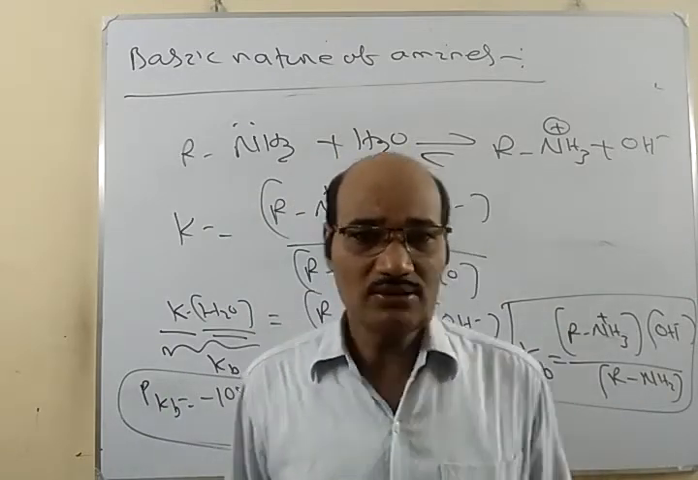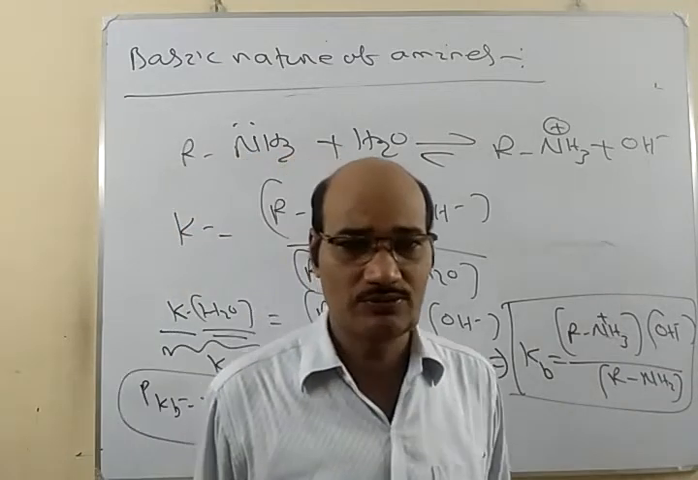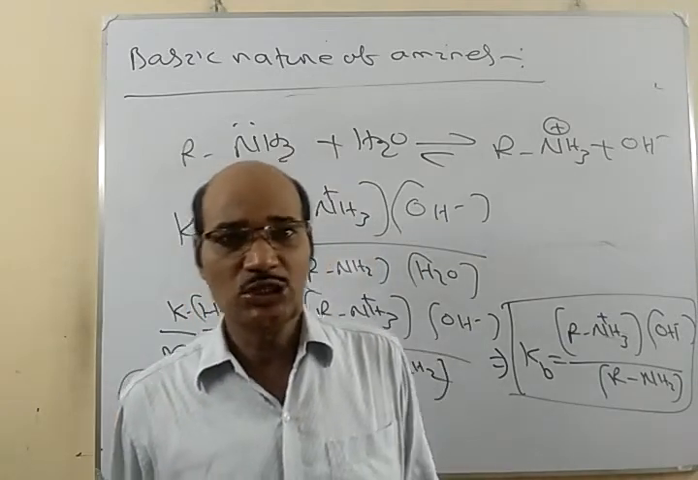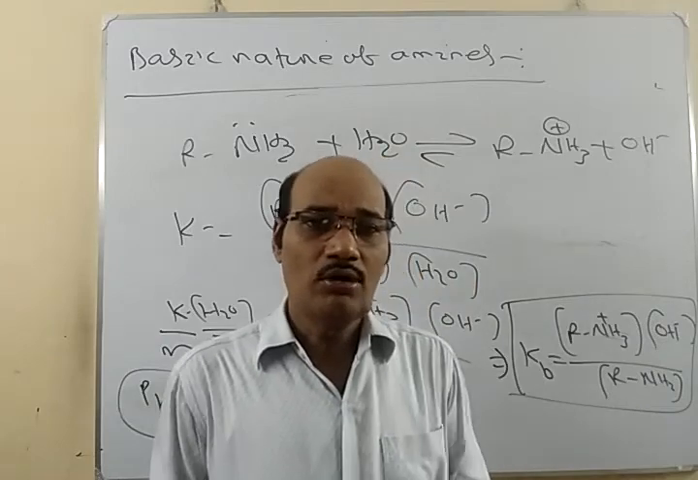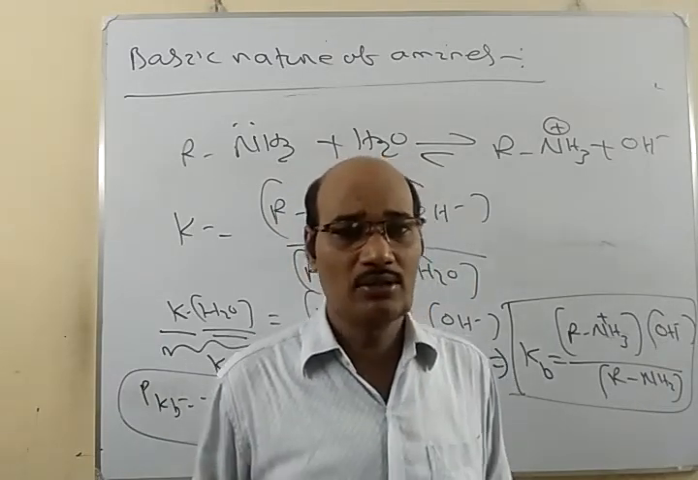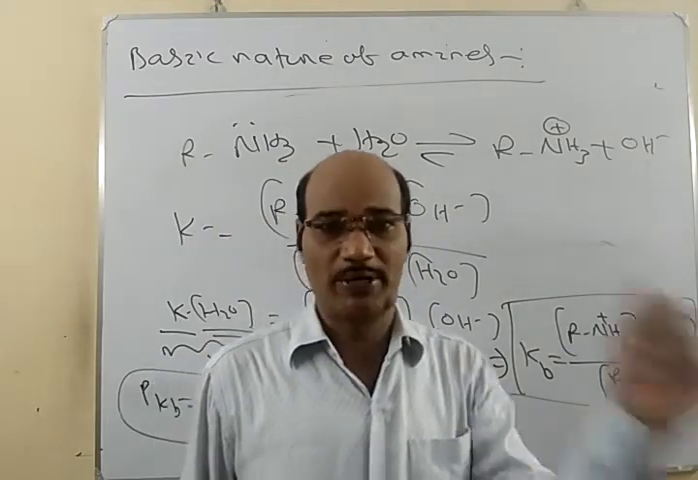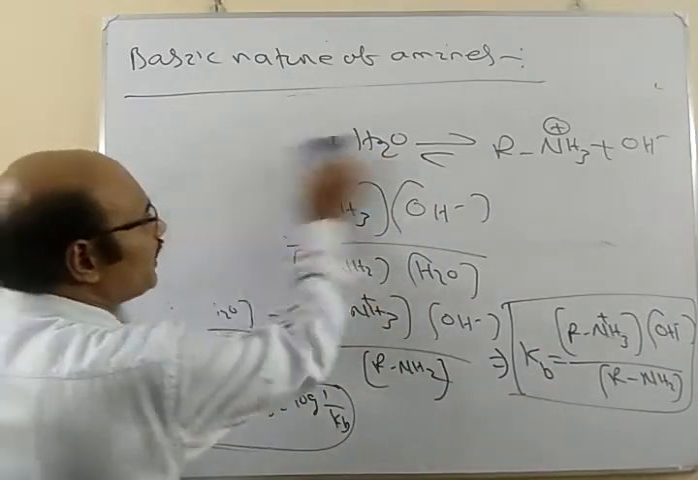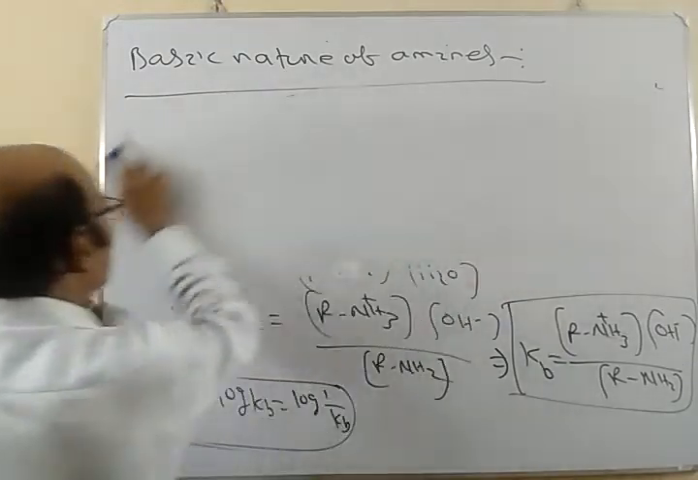So by determining the value of this Kb of different kinds of amines, different kinds of primary amines, secondary amines, tertiary amines, methylamine, ethylamine, okay, ammonia, and comparing the value of Kb of different species, the basic strength can be compared. Okay. So in this manner, by comparing the value of Kb of different species, we can conclude some factors.